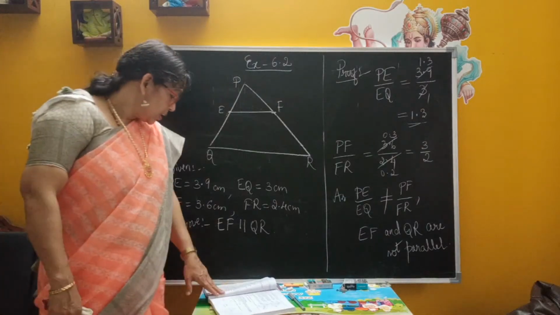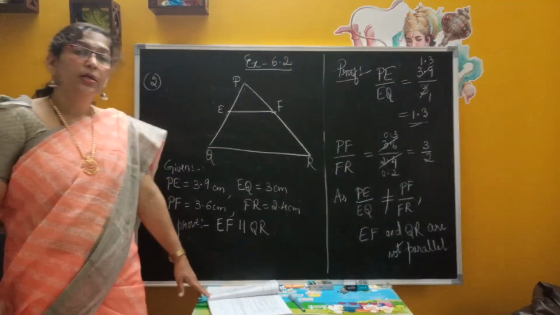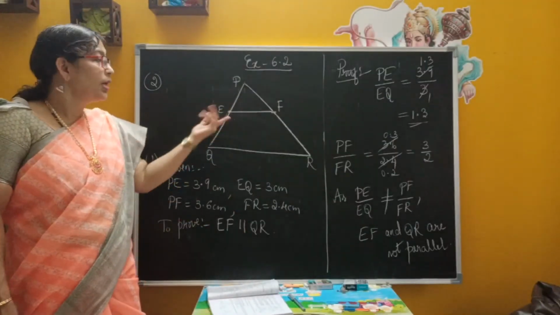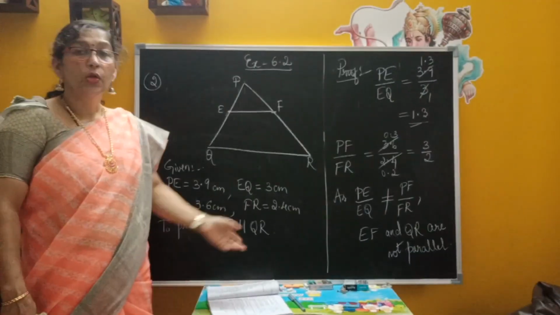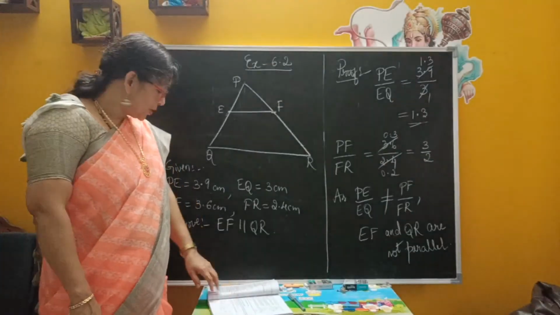This is the way you can find whether the lines are parallel or not, using the converse of the basic proportionality theorem.